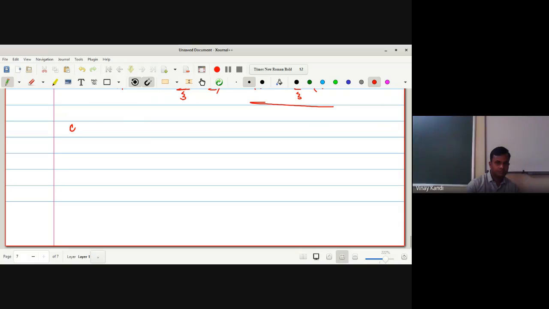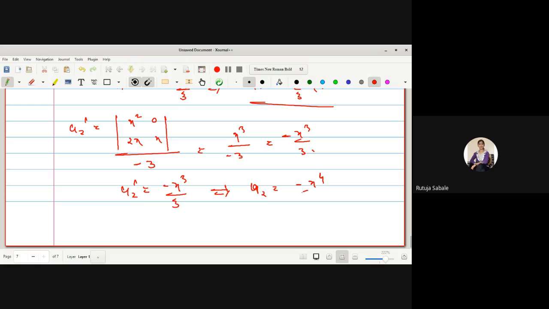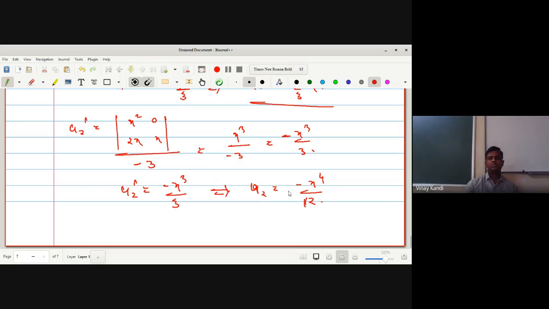What is the u2 dash? This one is x square 0 and here 2x x. Actually the 3 remains minus 3. Okay, how much will this come? x cube upon minus 3, which is equal to minus x cube upon 3. Now u2 dash is equal to minus x cube upon 3. Now integrating with respect to x, here we get u2 is equal to minus x raised to 4 upon 12. Very good. So this is the u2.